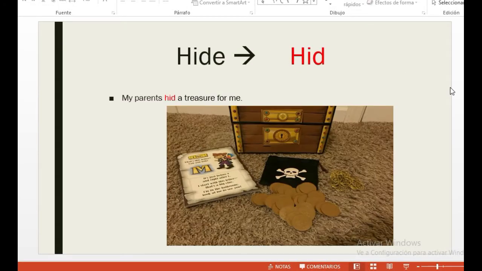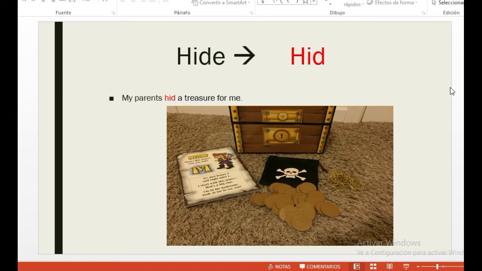Remember to write in your notebook these examples and to practice them. That's the idea. If you want to draw them, it's okay, because that's better for you. Okay, now we have our next word, that is hide in present. Remember, when your parents hide your toys, when your friends hide your bags, things like that.